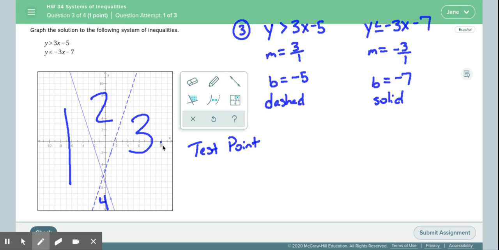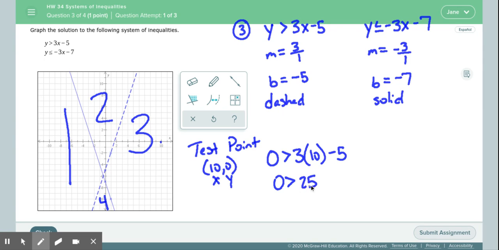I think I'm going to use this one from region 3, 10, 0. So here's my x, here's my y. In my first inequality, instead of writing y, I'm going to replace it with 0 is greater than 3. Instead of writing x, I'm going to replace it with 10 and then minus 5. So this gives me 0 is greater than 3 times 10, which is 30, minus 5 is 25. So is 0 greater than 25? Is that true or false? That one's false, which means that region 3 is not where a solution is.